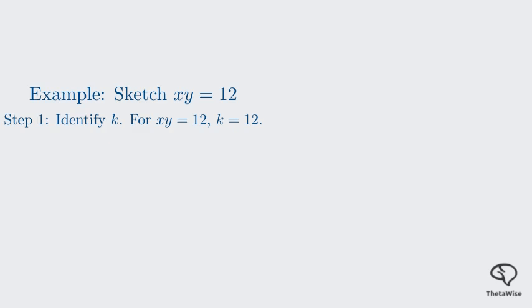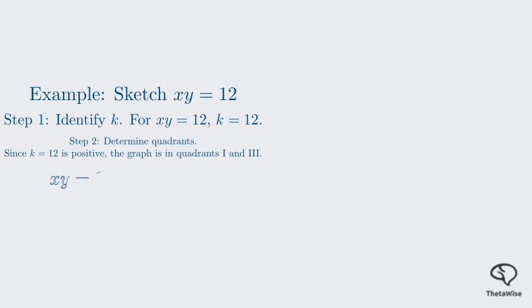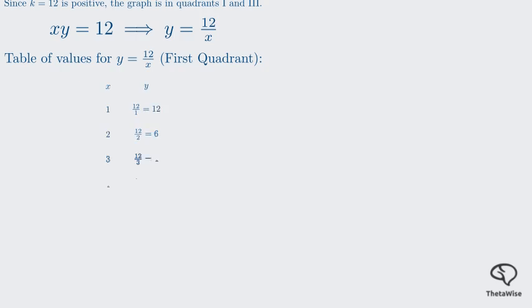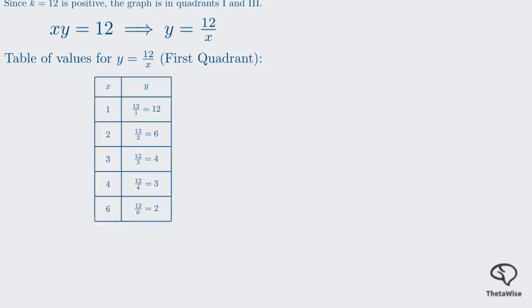Since k is a positive number, we know that our graph will have its branches in the first and third quadrants. So we are sketching a graph with two branches, one in the first quadrant and one in the third. Next, let's find some points to plot. We can do this by rearranging the equation to y equals 12 over x. Let's create a table of values for a few x values to find points on the curve. For the first quadrant, let's choose x values that are factors of 12.